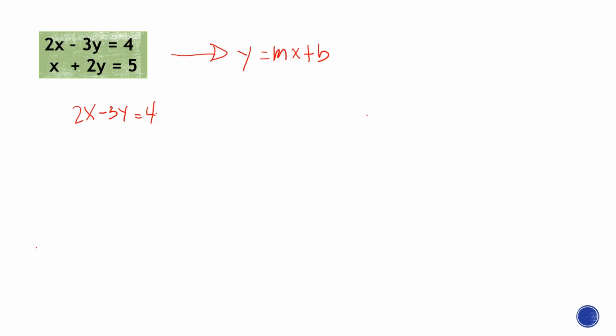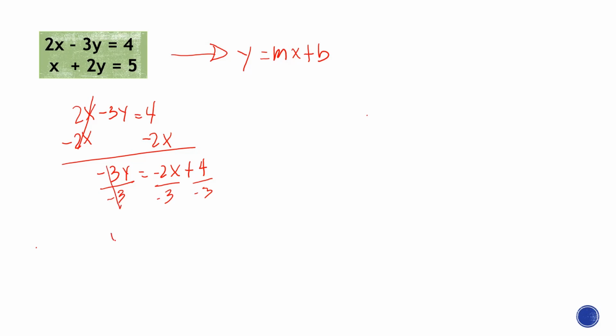Okay. So I will subtract 2x on both sides. This will be negative 3y equals negative 2x plus 4. You can't combine those two. Next, we want that negative 3 to be not there. We just want y on that side of the equation. So we will divide each term by negative 3.